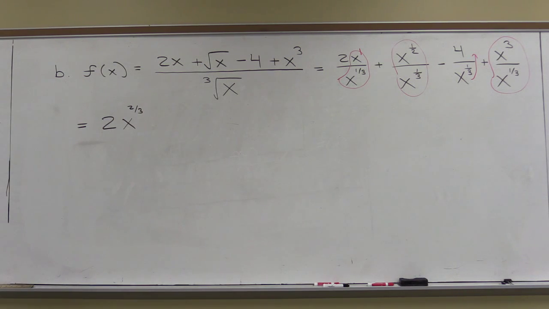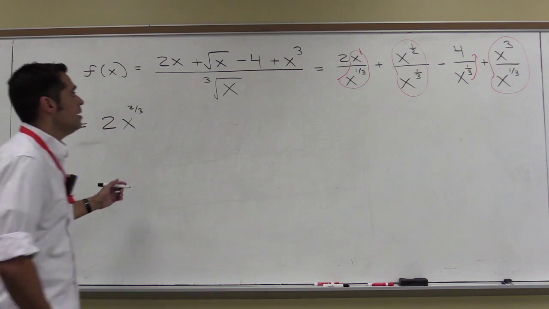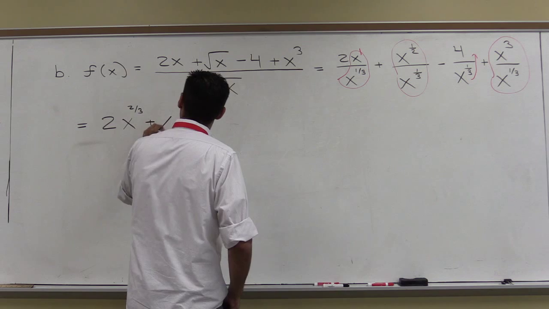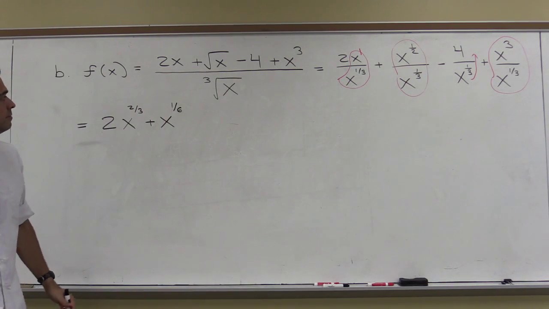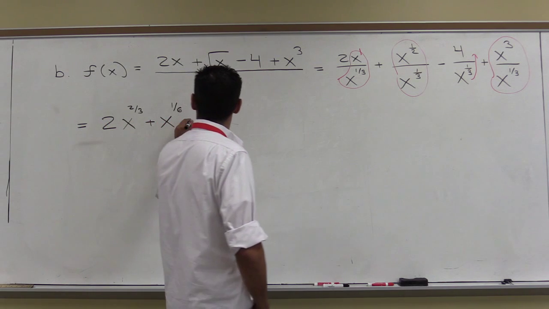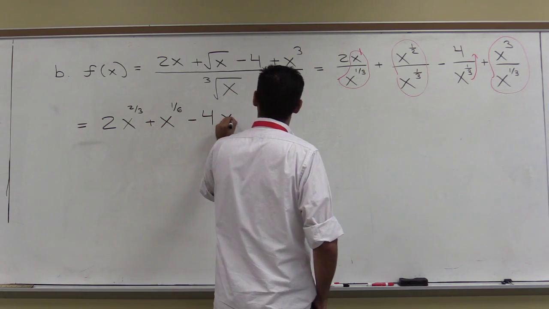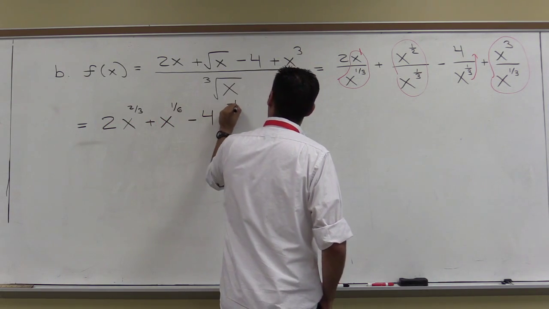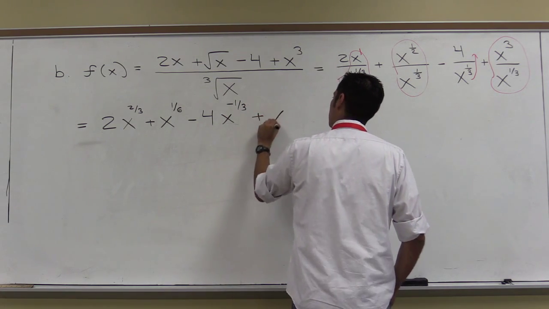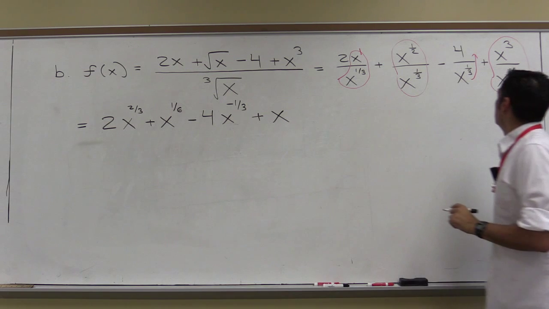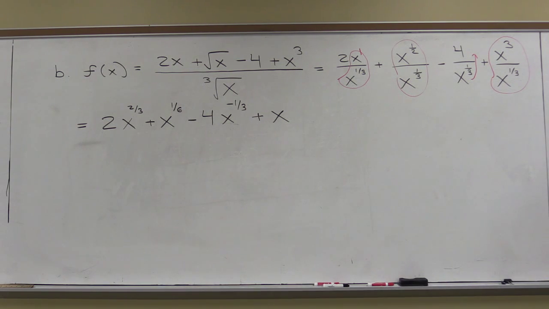Who's going to give me the next one? x to the 1/6. Everyone agree? Okay. So just plus x to the 1/6, like that. What's the next one? Minus 4x to the negative 1/3. And finally, plus x to the, what's 3 minus a third? 8/3.